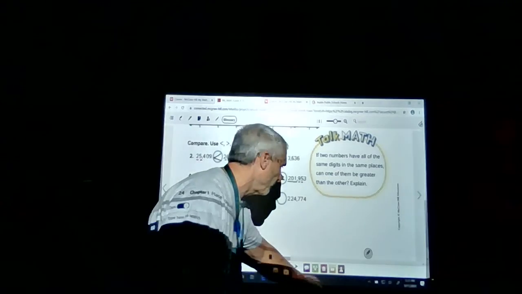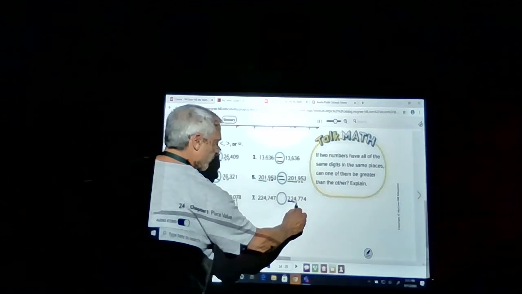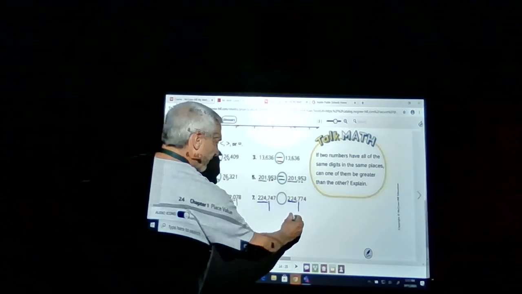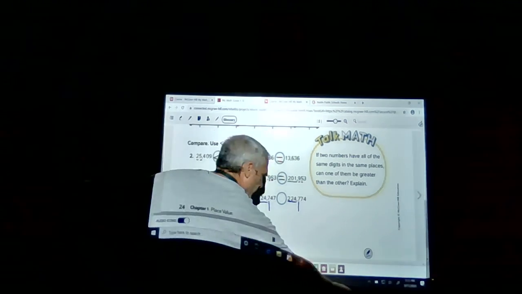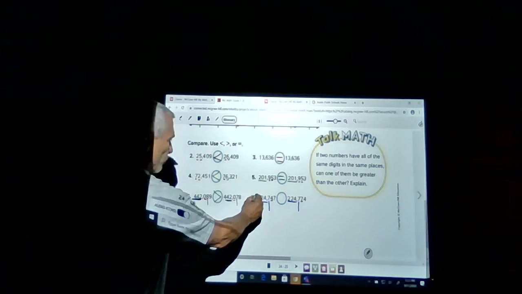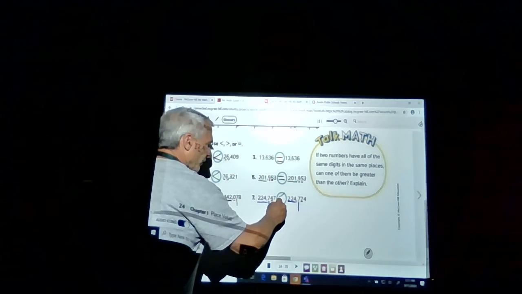The last one, number 7, and then you guys get to practice. Ready? 224,000. On this side is 224,000. That's the same. Let's look at the hundreds. There's a 7. There's a 7. Let's look at the tens place. In the tens place on this one is a 4. In the tens place here is a 7. The 4 is smaller. Therefore, 224,747 is less than, pointing to the left.